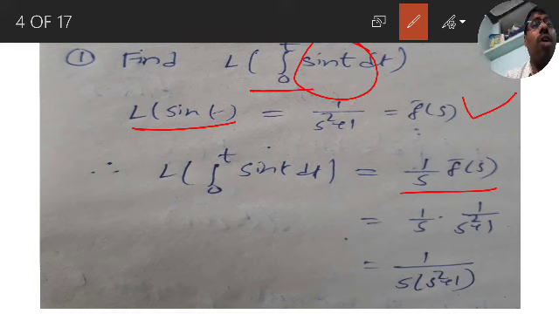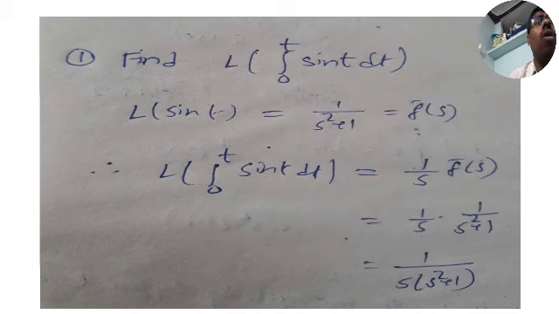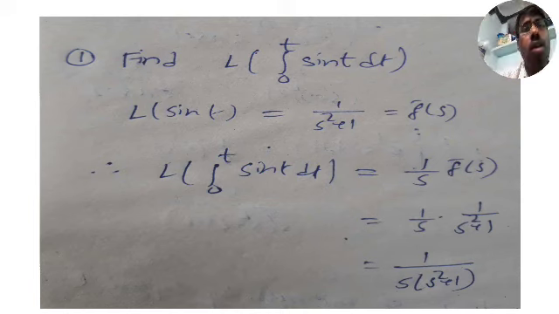F bar of s is 1 by s square plus 1, that is 1 by s into 1 by s square plus 1, that is 1 by s into s square plus 1. So this is our first problem on Laplace transform of integral of a function. We need to find L of integration 0 to t sin t dt.